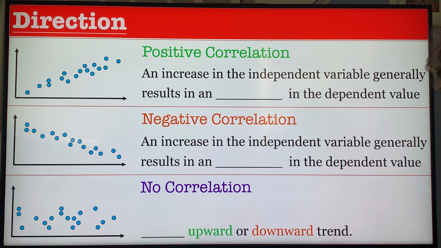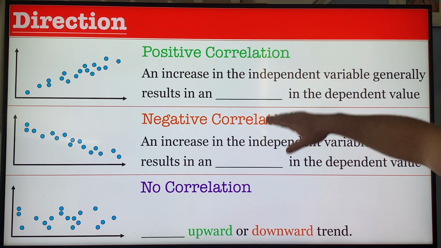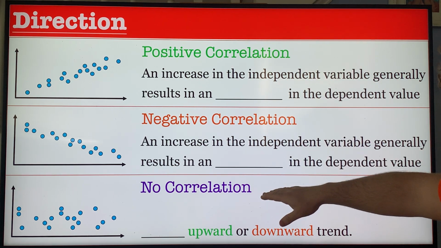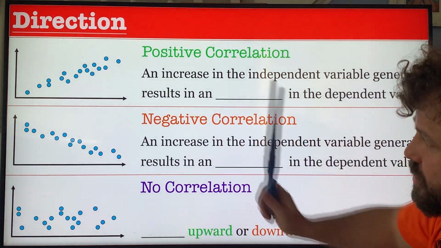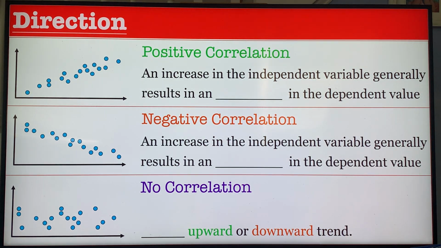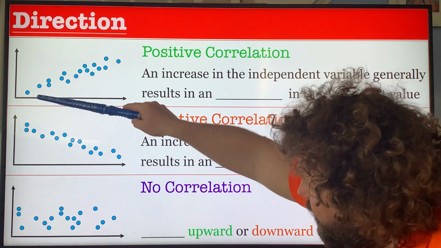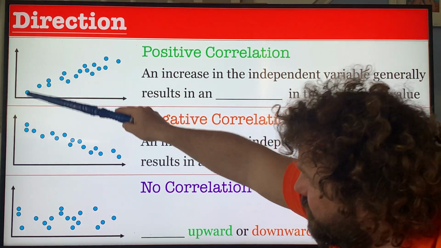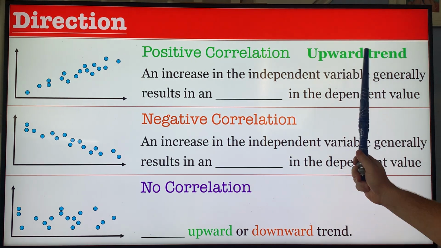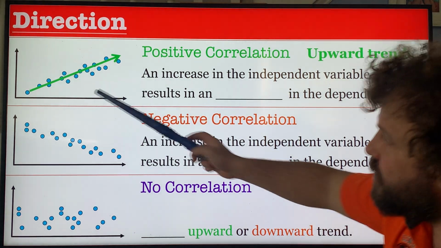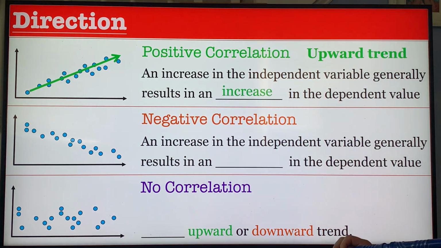The first one is direction. Positive correlation, negative correlation, or no correlation. There are three different types. The first one is a positive correlation. This is an example of what it looks like. An increase in the independent variable generally results in an increase in the other one. As this goes this way, if it's positive, this is also increasing because it has an upward trend. The graph is increasing from left to right. See how they're moving up?